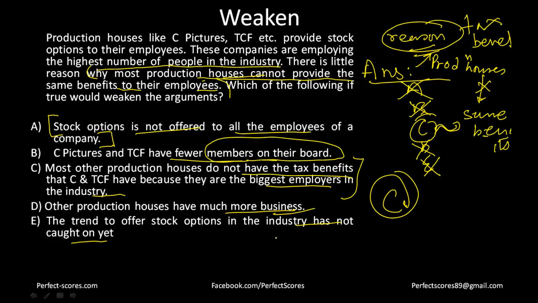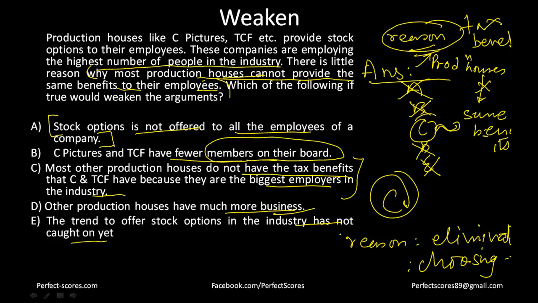Now remember, as I told you in the beginning of the video, that you always need to have a reason why you are eliminating an option. You need to have a specific reason in mind why you are eliminating something, and you also need to have a reason why you are choosing an option. It's not guesswork that is going on here. You have a specific reason for every action that you're taking in critical reasoning. So with that, we know C is the answer.